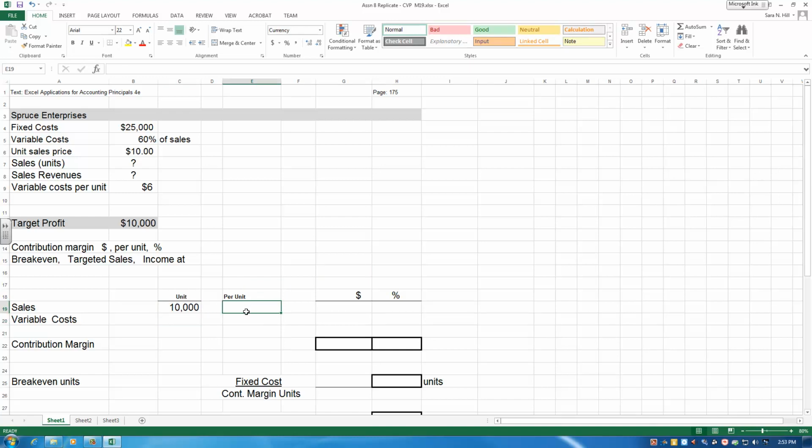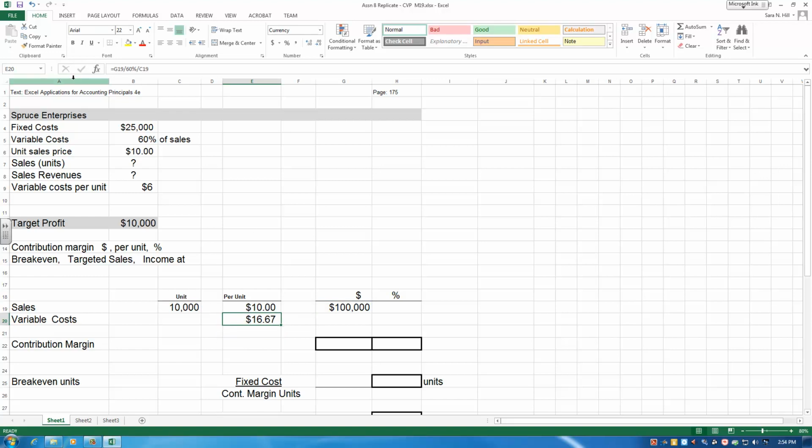And we know we've got above our per unit price is $10. So here we'll just go ahead and take 10,000 units times $10. We're getting a sales revenue of $100,000. Now, if our variable costs are 60% of sales, we could do a formula here. So we could take our revenues times 60%, and then we could divide by the number of units.